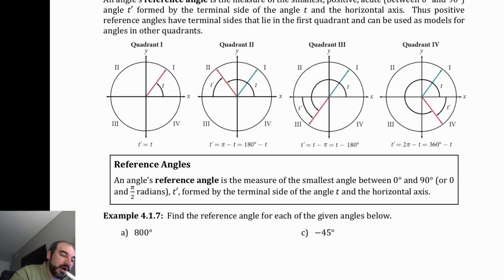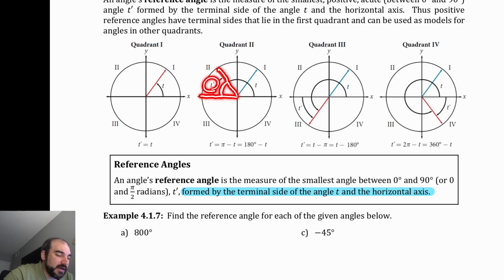You're always looking for an angle formed, and this part's important, by the terminal side of the angle and the horizontal axis. That's the angle we're looking for here. And obviously that's going to be different for the four quadrants, because if I have an angle in the first quadrant, then the angle that the terminal side forms with the x-axis is itself, right? If my angle is already in the first quadrant, then that angle is its own reference angle. If an angle is in the second quadrant here, this red angle, then the angle formed by the terminal side, the red side, and the x-axis is going to be this angle here.